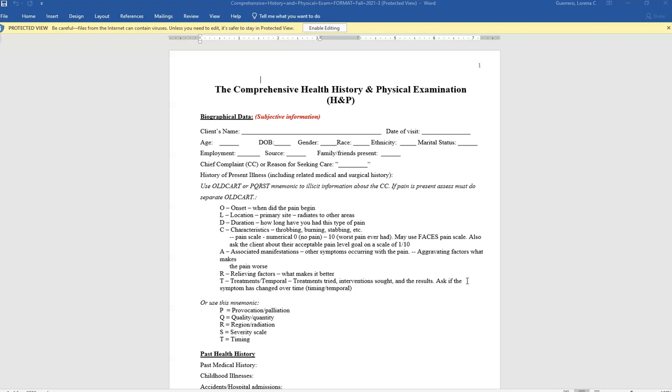In particular, this is discussing the comprehensive health history and physical examination that you may see a provider in a hospital setting or before surgery actually take. They gather the information and then they put it together and have it in the chart for you to review. It's a great way for you to know your patient.